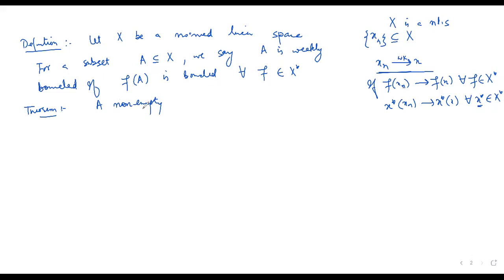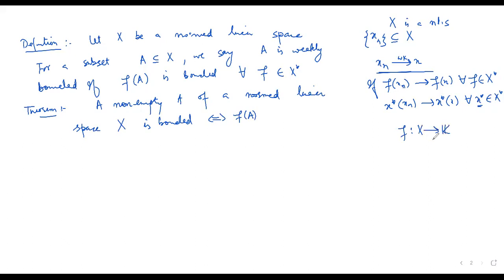लेकिन जो हम theorem कर रहे हैं वो है कि a non-empty subset A of a normed linear space X is bounded if and only if it is weakly bounded, or if and only if f of A, now f is a mapping, I just have to remind you that's bounded linear, it is a mapping from X to its field. f of A is a bounded set for all f belonging to X star.